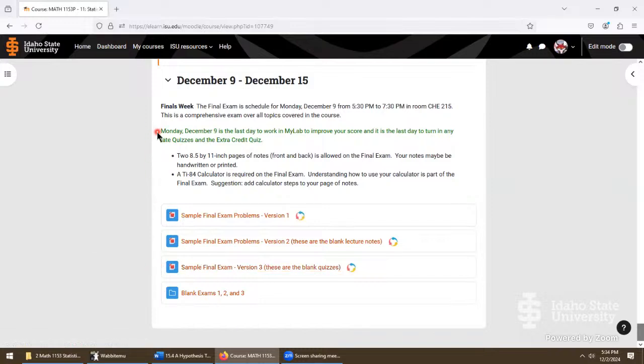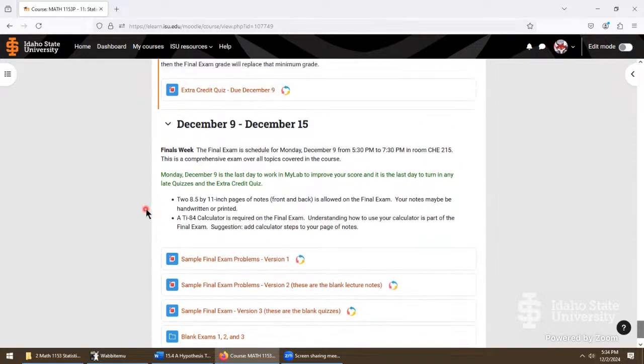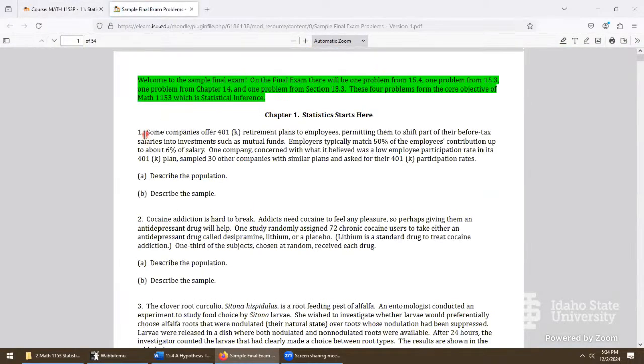The only firm due date is everything has to be due on Monday, December 9th. This is officially the last day of the course, essentially. Aside from that, there's other sample final exams. Version 1 is the same one that we've been doing all along.